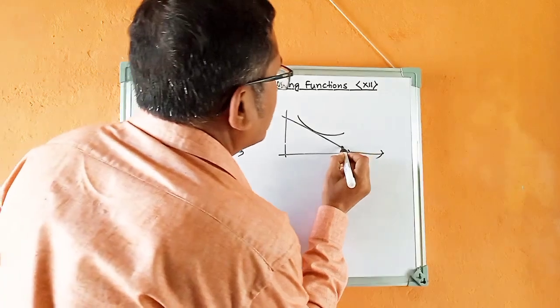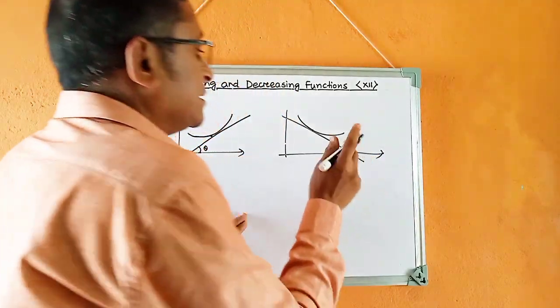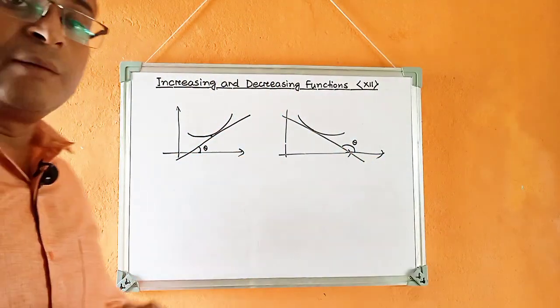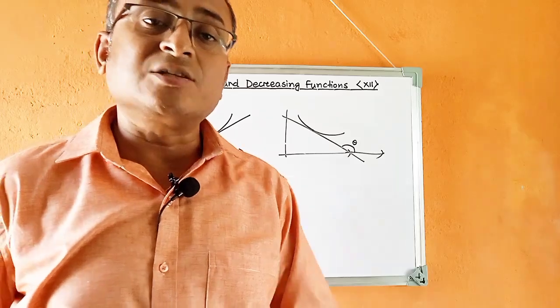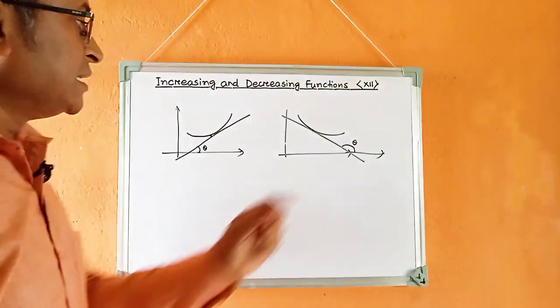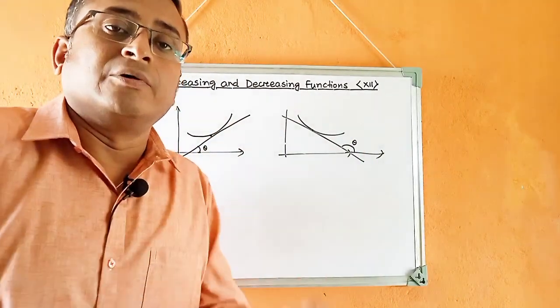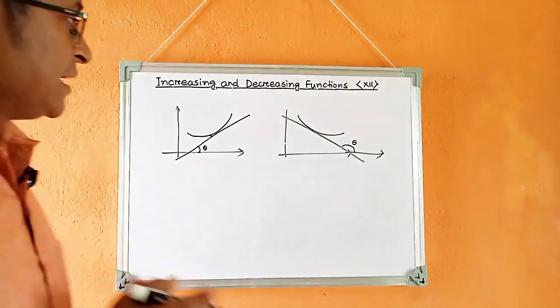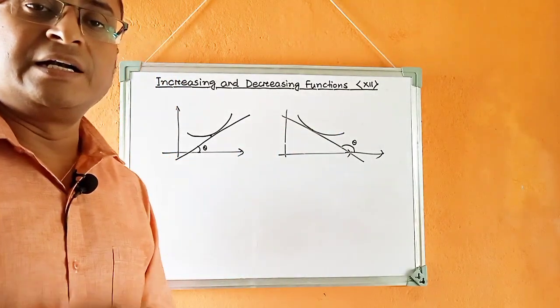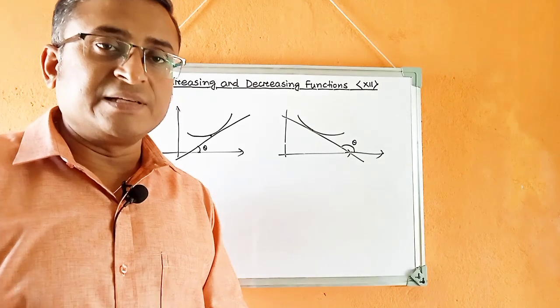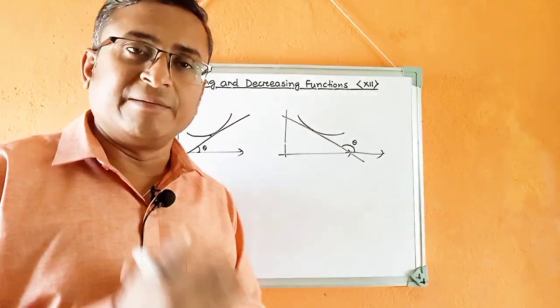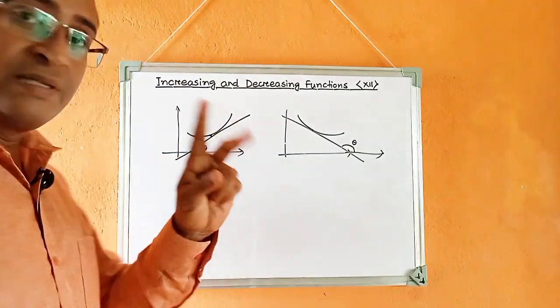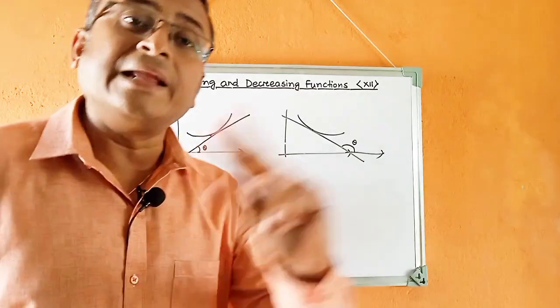Now, look, this is theta. This theta makes an angle with the positive direction of the x-axis, that is an obtuse angle. In case of an obtuse angle, all of you know tan theta is always negative. So in case of a decreasing function, dy by dx, the first order derivative, is less than 0, that means negative. So this is the condition of increasing and decreasing function.